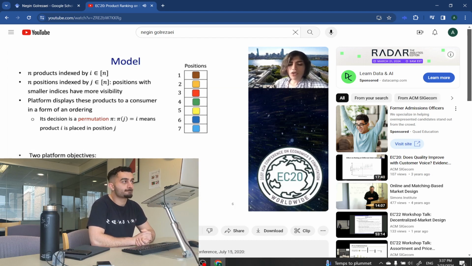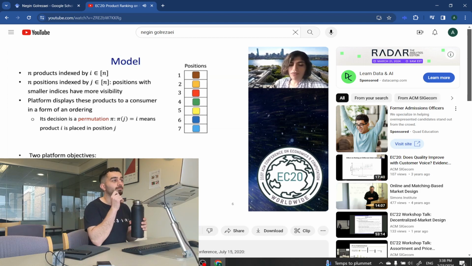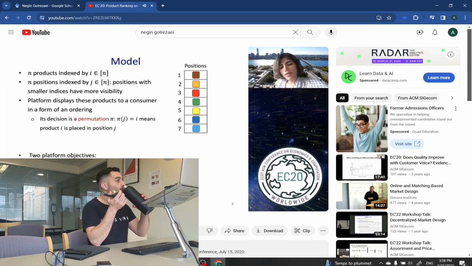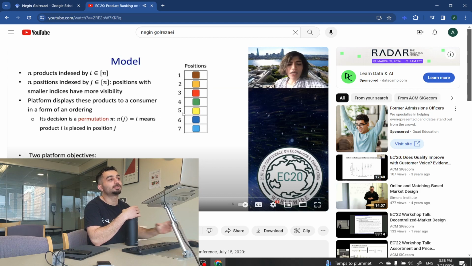In the rest of the talk, just to simplify things, whenever I'm talking about market share, I'm assuming that I'm maximizing the probability of purchase. The second objective function is maximizing consumer welfare. We focus on these two objectives because online platforms mainly care about their long-term objective: they want to make sure that consumers keep coming back to their platform.